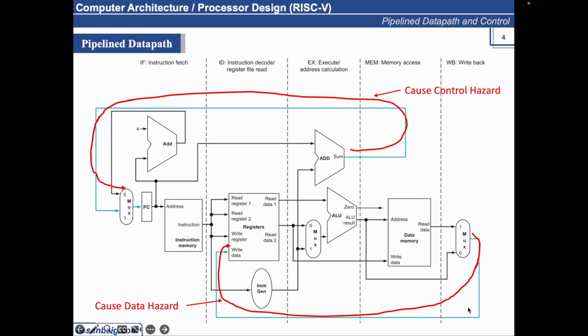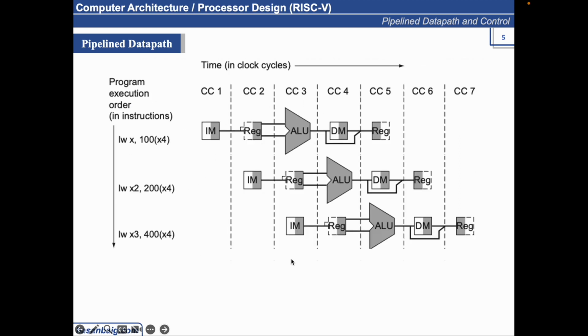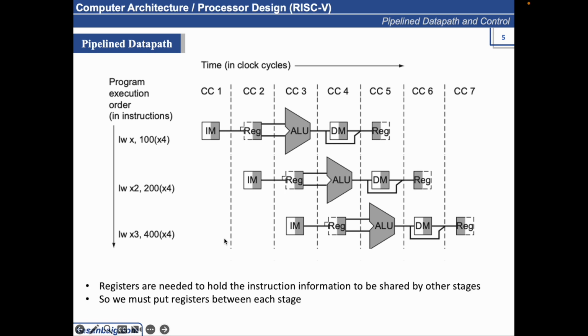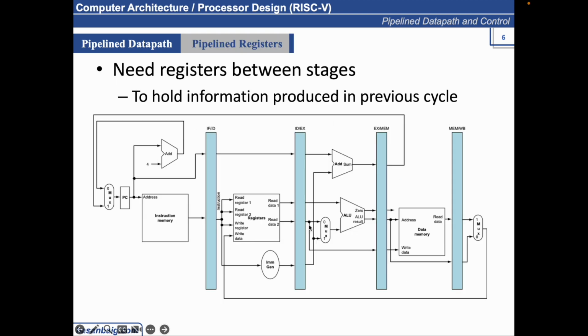So what we need to do is to have some sort of storage element between each stage, so that we can store the information related to the instruction. Registers are needed to hold the instruction information to be shared by other stages, and we must put a register between each stage. So the updated pipeline architecture would look something like this.